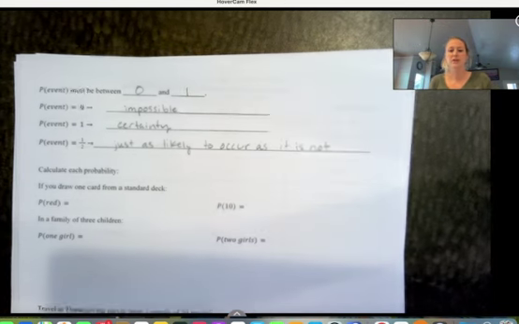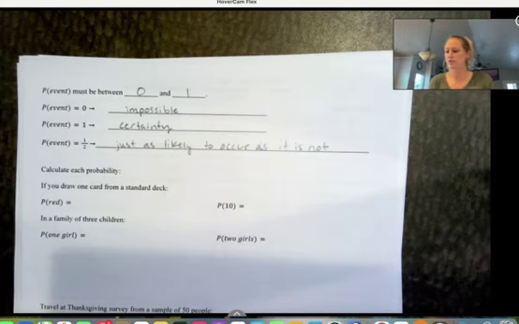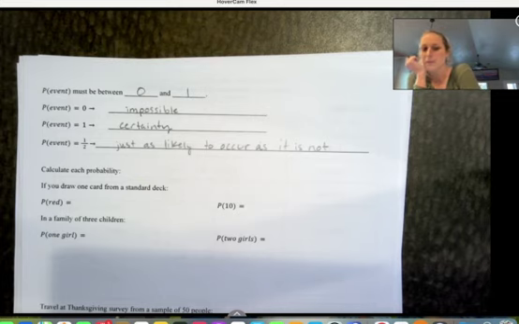Okay, so we're going to actually calculate the probability here, you guys. We're drawing one card from a standard deck. So this is 52 cards, 4 suits, 13 cards in each suit. Okay, so they're asking what is the probability of red?